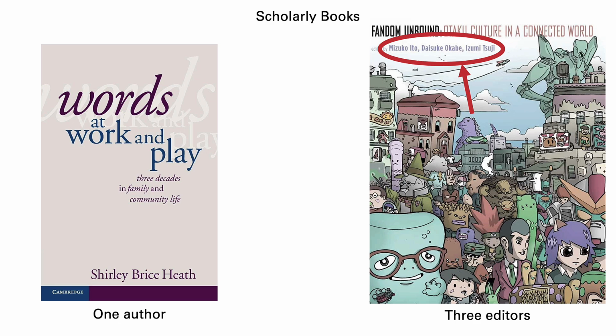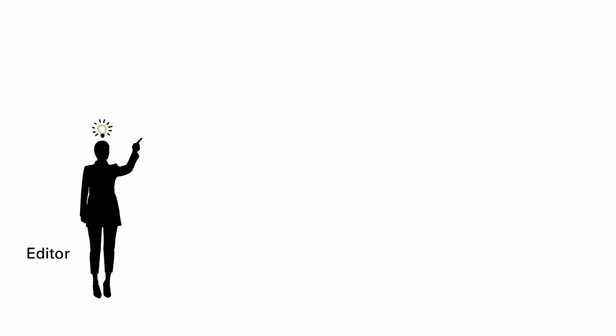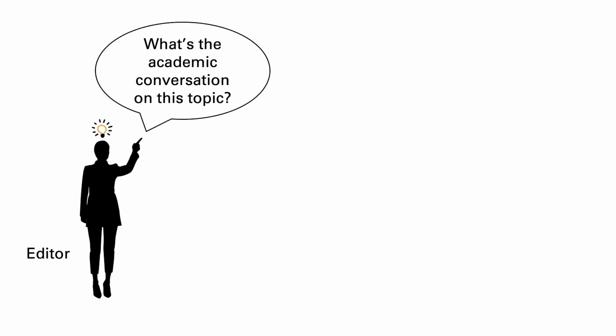Scholarly books often start with an editor who is usually a subject matter expert who says, hey, I want to capture the academic conversation around this certain topic or theme. The editor may approach the topic through their unique perspective, and they may write a chapter or two in the book. But what they really want is to capture the entire academic conversation. They want the perspectives of all the experts on this topic.